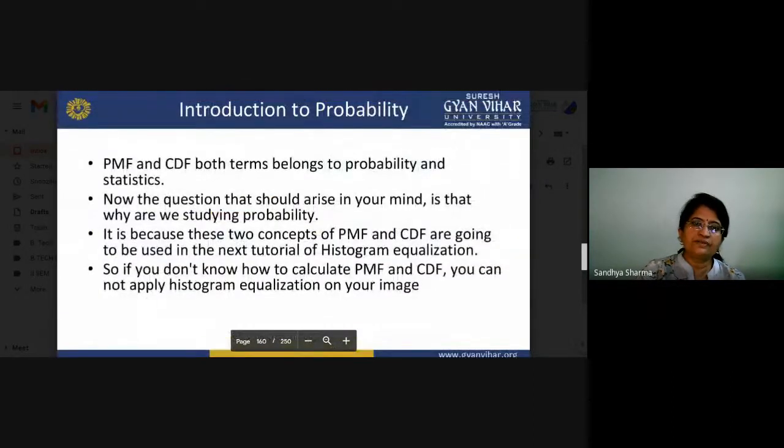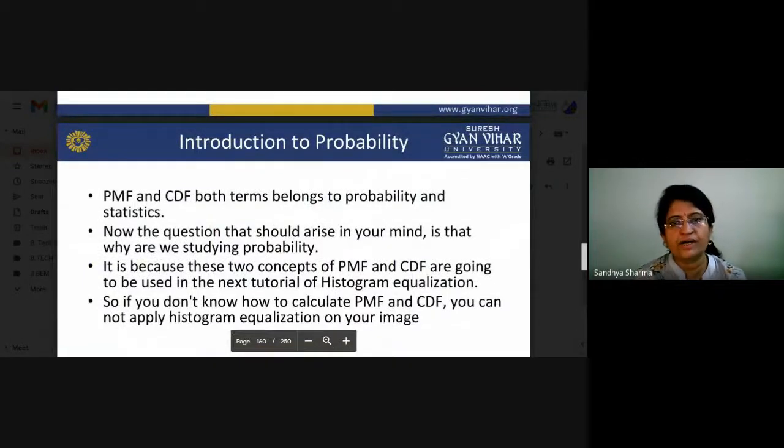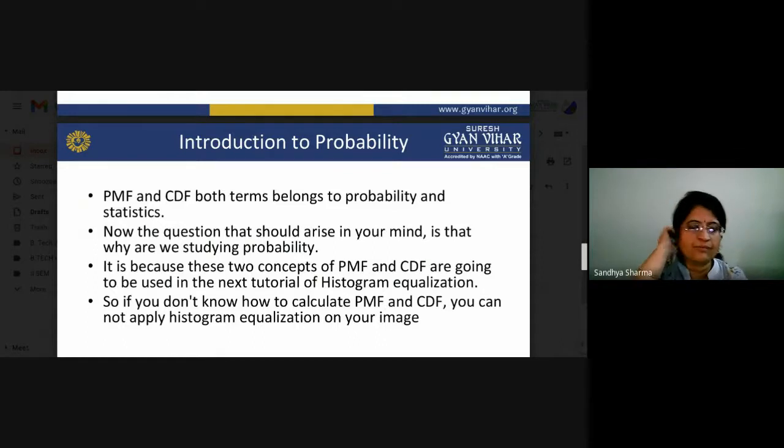Now before starting histogram equalization, we have to know about probability. So what about the probability?